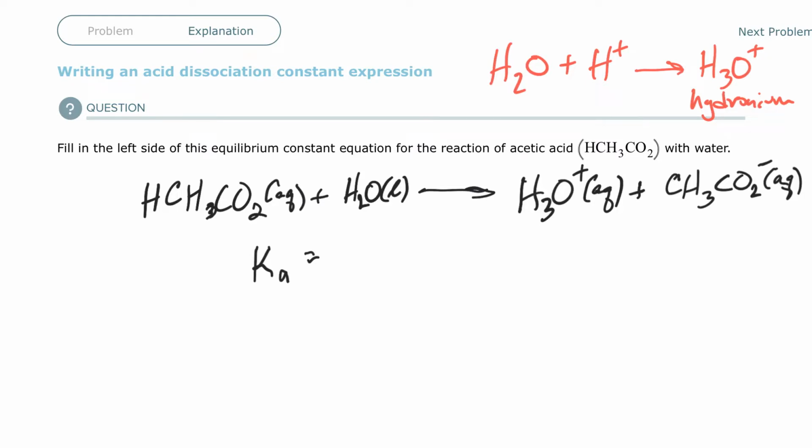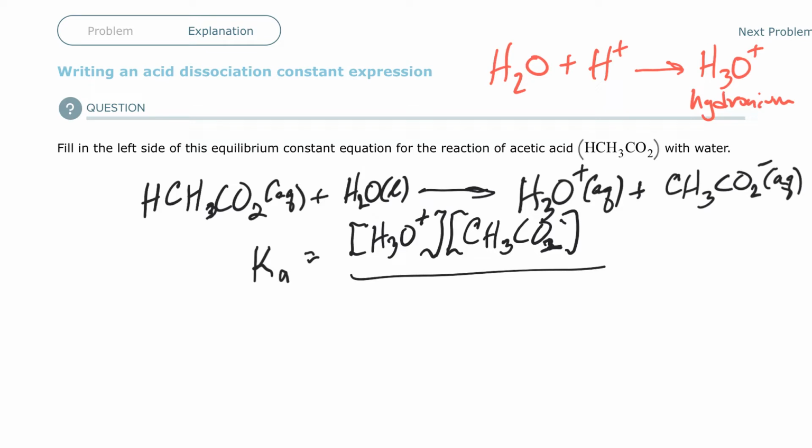All right, so now we can take everything in order. We're going to do everything in the products first. So we have H3O plus raised to the first power, CH3CO2 minus, raised to the first power. And now go back and do the reactants. HCH3CO2 raised to the first power, and you're going to not consider the water because the water is a liquid. Okay, and that's it. That's how you do it.